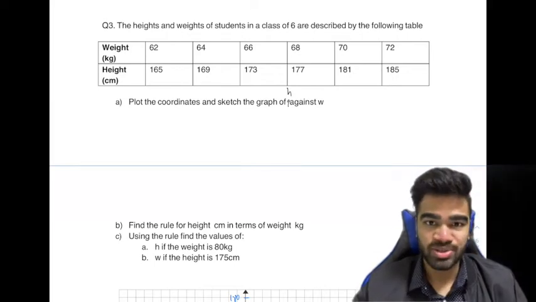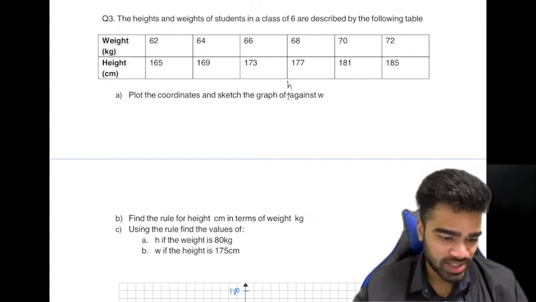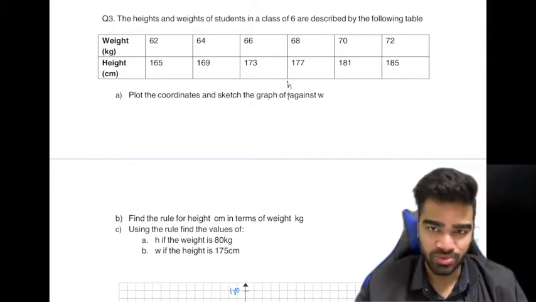Alright, welcome to part 2 of the worded problems. We're going to go straight into a question. So this question is saying the heights and weights of a student in a class of 6 are described by the following table. So these are weights and heights of 6 students.